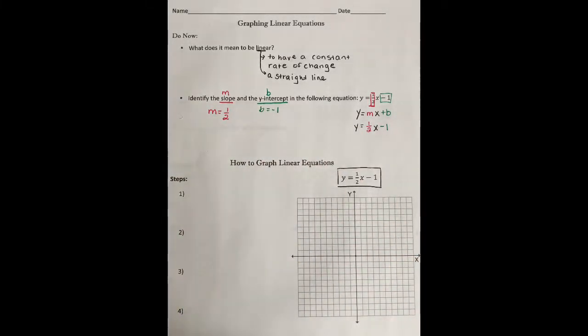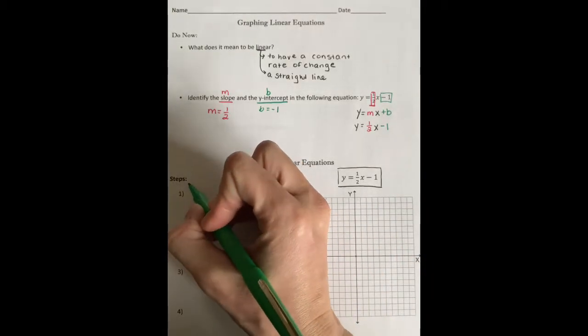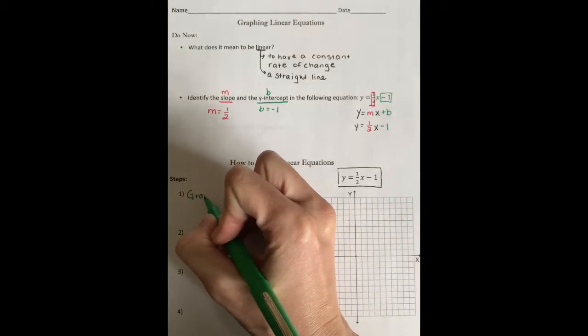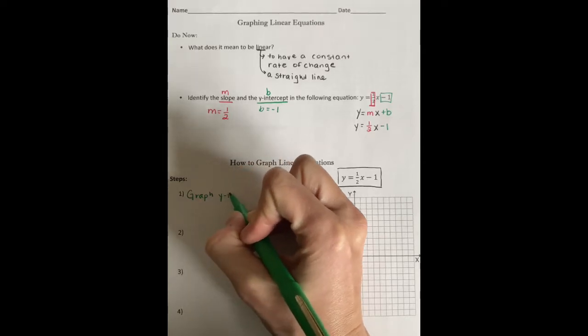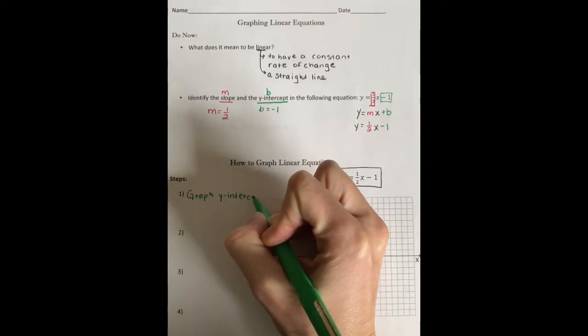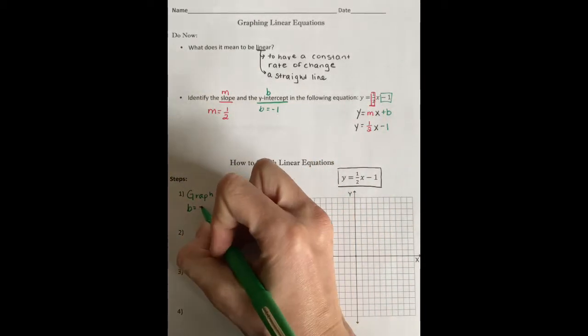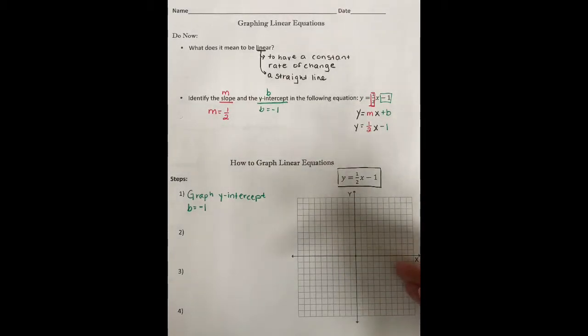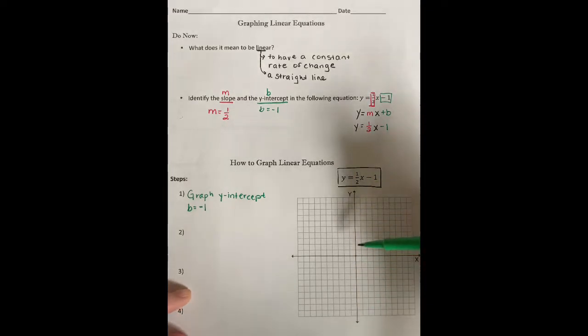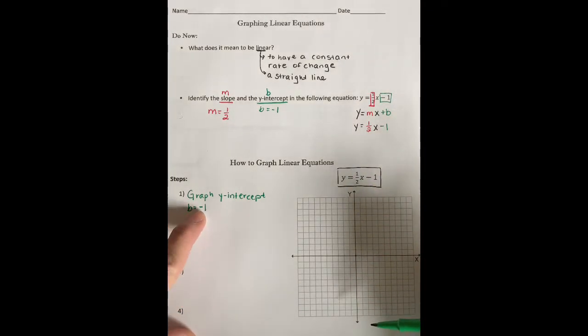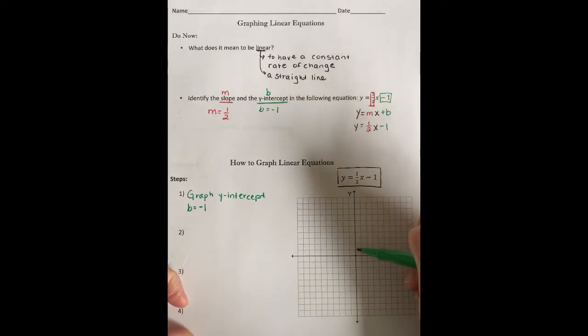So when we're graphing lines, the first thing that we're going to do is graph the y-intercept. So step 1 is going to be to graph the y-intercept, or that b value. And here I know my b is negative 1. Now we know a y-intercept is where it crosses the y-axis. So it's telling us our graph crosses the y-axis at negative 1. So we're going to go on the y-axis to negative 1 and plot that point.